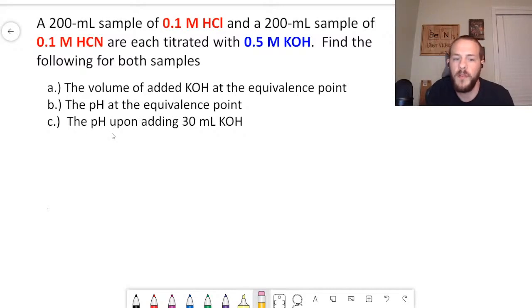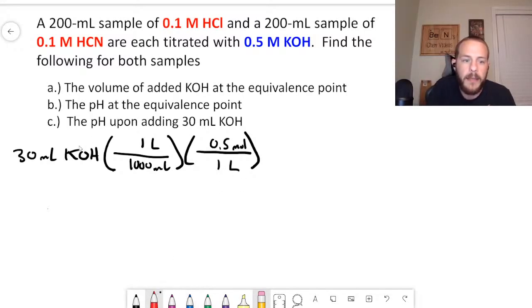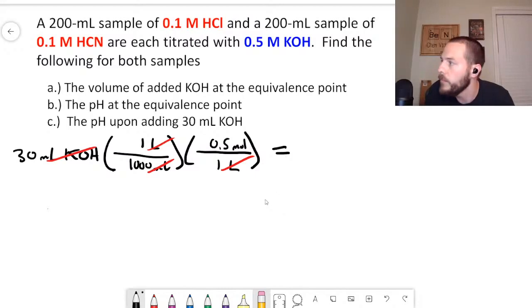All right, so the last one says pH upon adding 30 milliliters of potassium hydroxide. Well, as you probably know, we have to take that 30 milliliters of KOH and convert it into moles. Let's convert our volume to liters: 1,000 milliliters at the bottom, 1 liter on the top. Then we can use the molarity of that KOH to go from liters to moles. We have 0.5 molar, so 0.5 moles of KOH for every 1 liter. I'm going to cancel my units. That looks good. So 30 divided by 1,000 times 0.5.